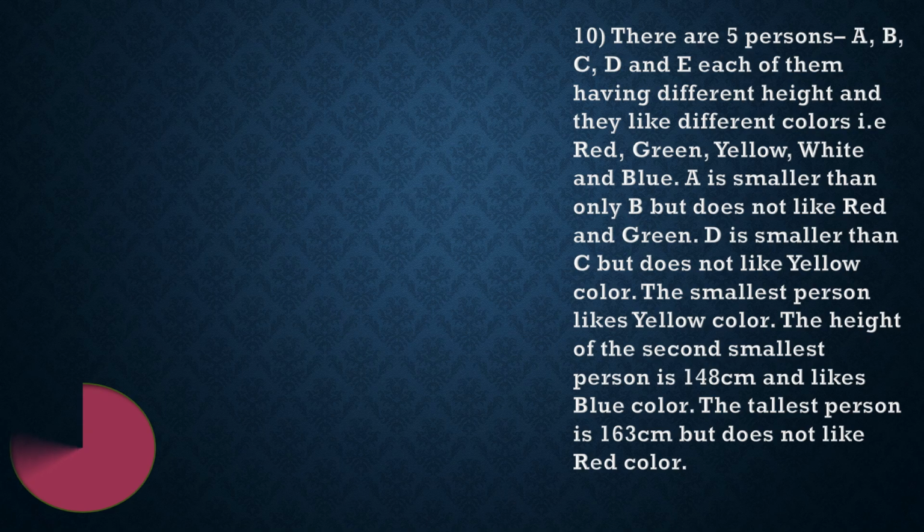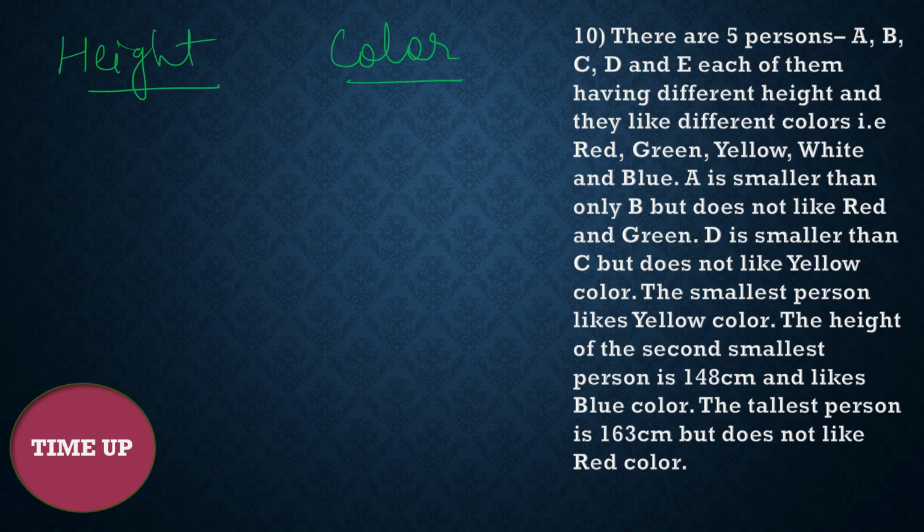There are 5 persons A, B, C, D and E, each of them having different height and they like different colors. So two things are given here. Height is given and colors are given. The colors they have given are red, green, yellow, white and blue. So here two things are given to you: the height of a person and which color they like. 5 persons are there.